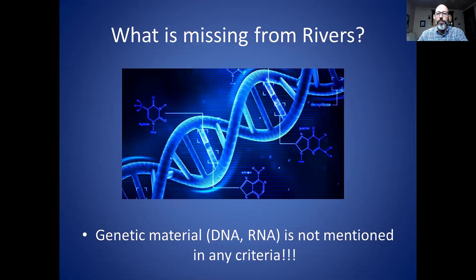So notice what is not in Rivers' criteria. There is nothing about genetic material, DNA, or RNA mentioned at all. So in other words, you don't even have to look at the genetic material in order to prove these criteria. And at least formally, the genetic material or specific sequences does not have a role in proving that a virus causes a disease. And I'm following what is specified by the authors of the Nature paper.